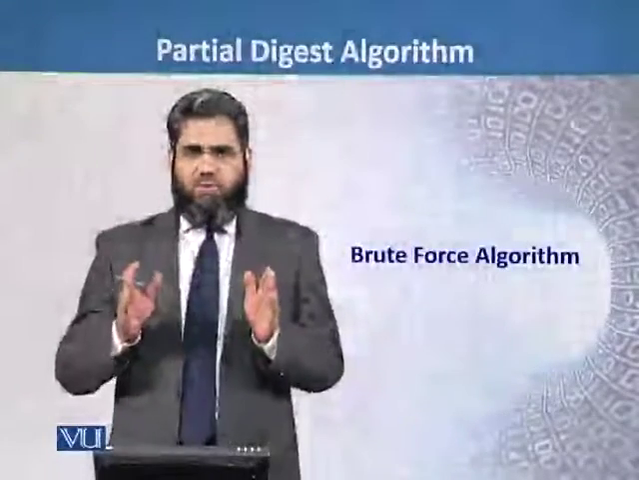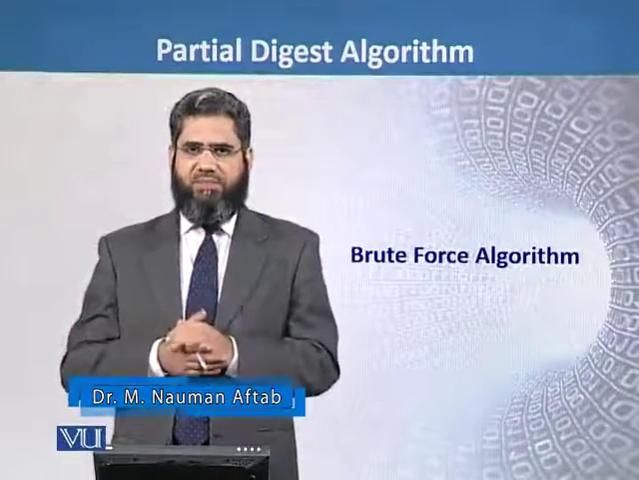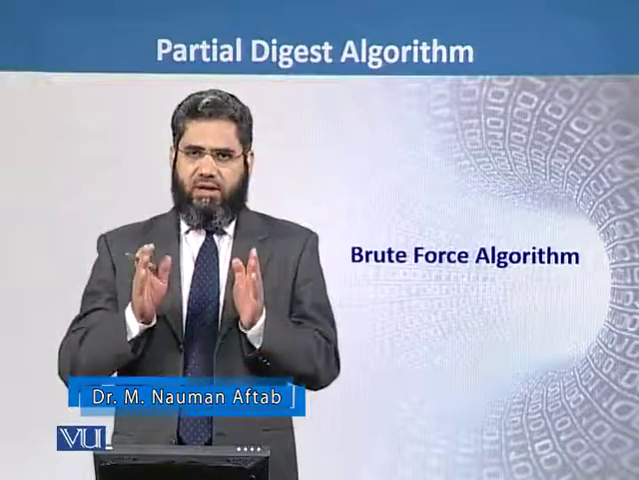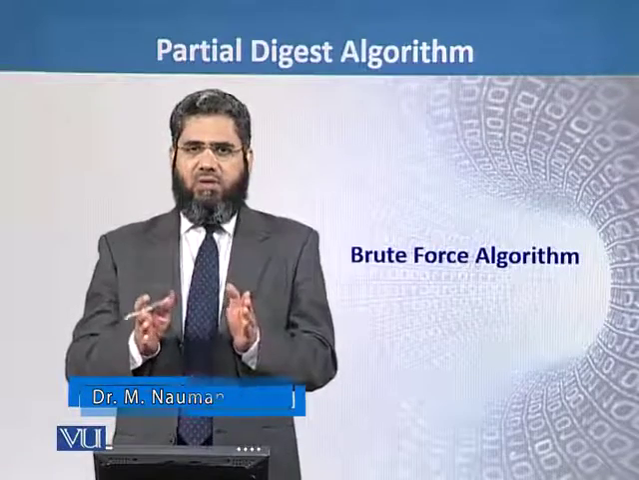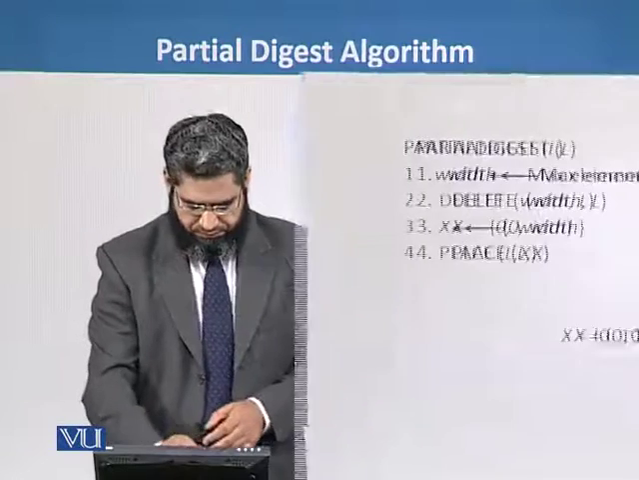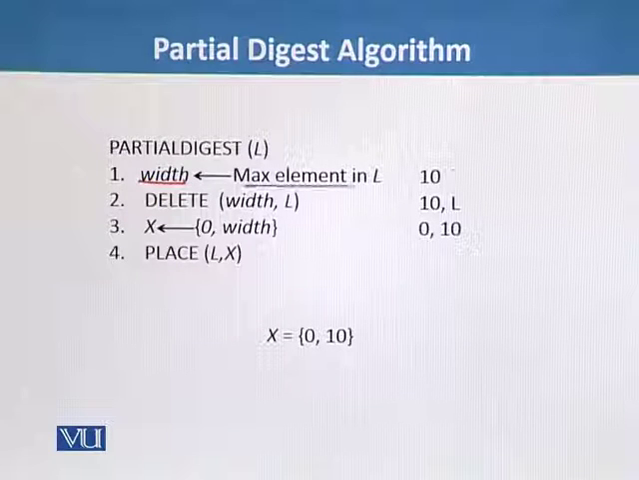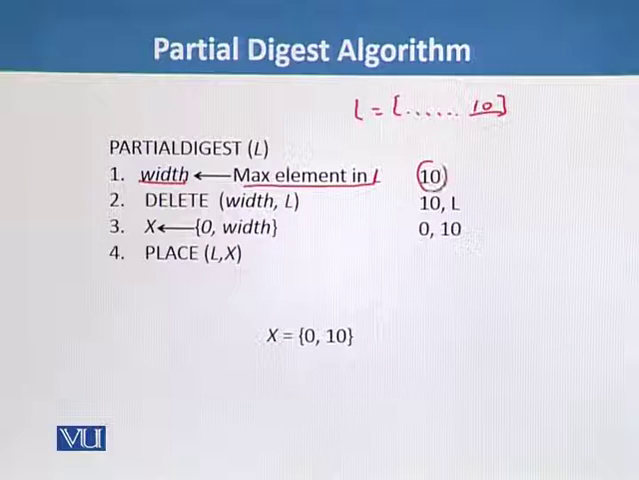So we have used the brute force algorithm to find the solution of a partial digest. Now we will see and add the actual values in the algorithm we have already devised. So here we can see the width we have already called it the maximum element in L, and we know that L, the maximum element was 10. So that's why we have taken it as a maximum element.